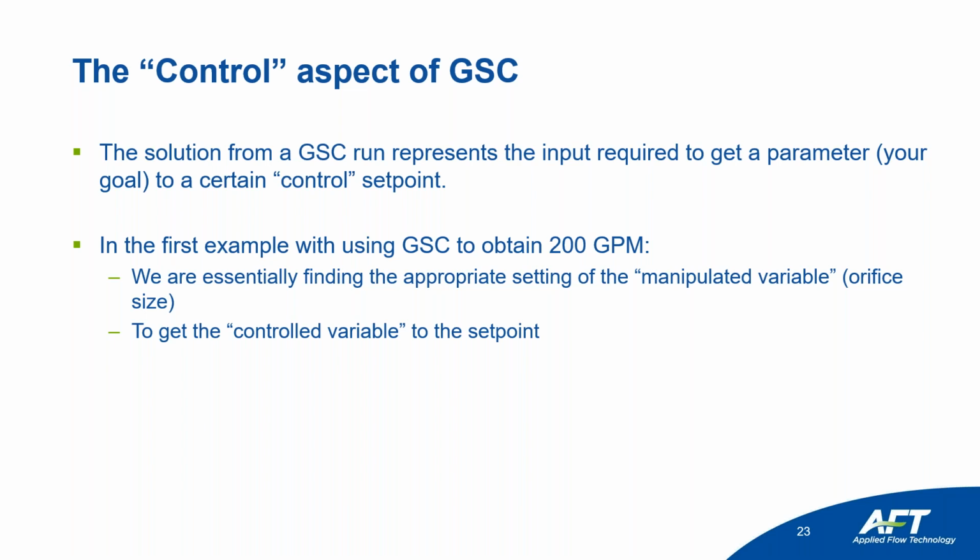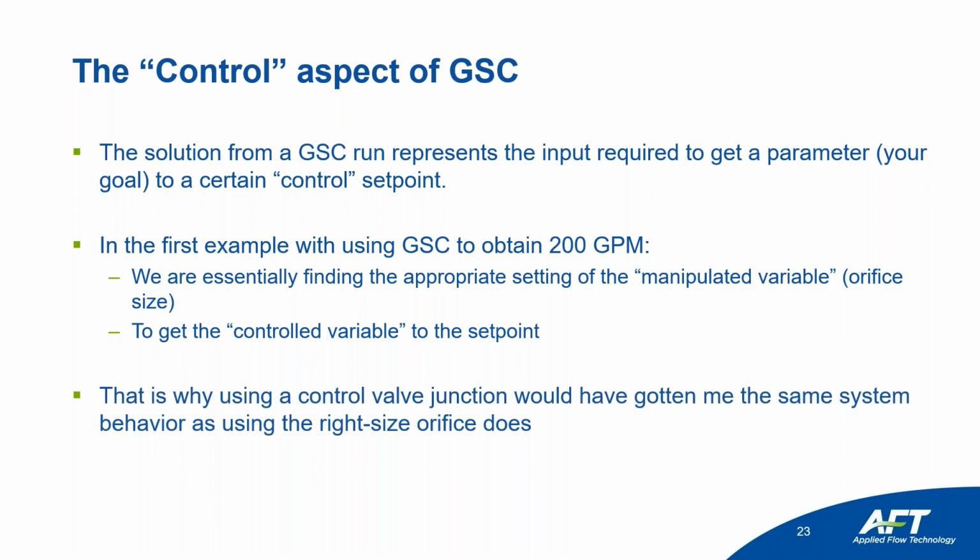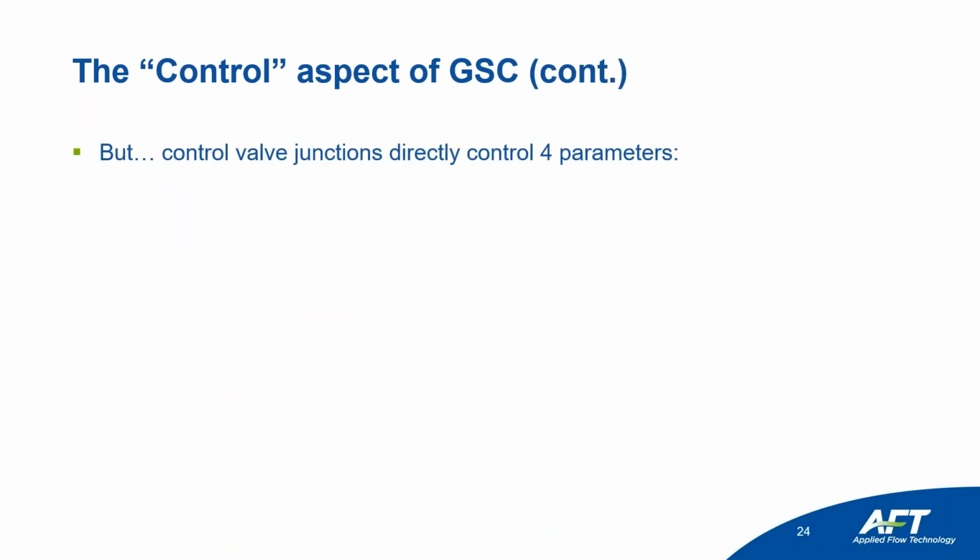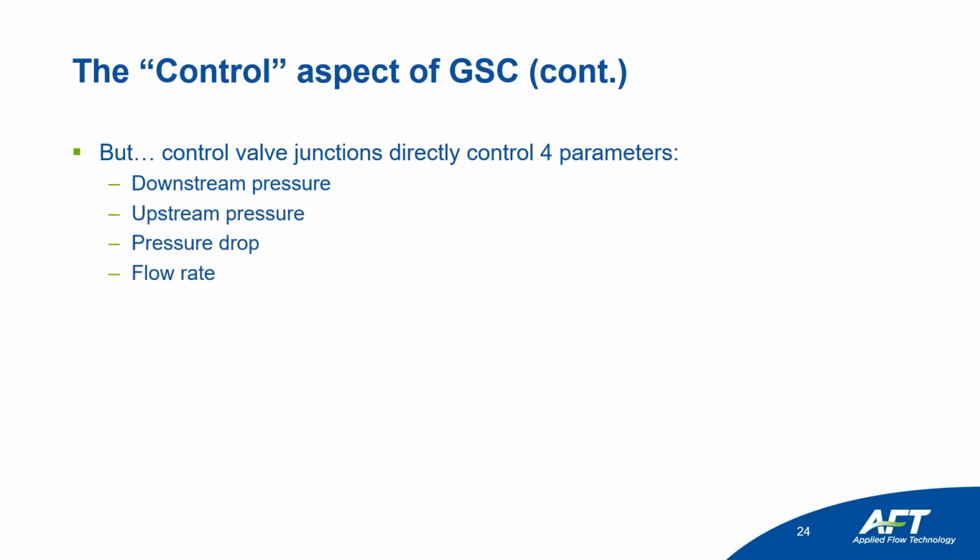So you can make the connection now. Goal seek and control are really two sides of the same coin. I could have just put in a control valve there, and I would have seen the same pressure loss across that junction as I did across the orifice, because what a control valve does is vary its losses until my set point is reached, kind of like what GSC does. It would have gotten me the same system behavior as using the right size orifice does. But, and this is a big but, control valve junctions directly control only 4 parameters. That is downstream pressure, upstream pressure, pressure drop, and flow rate.